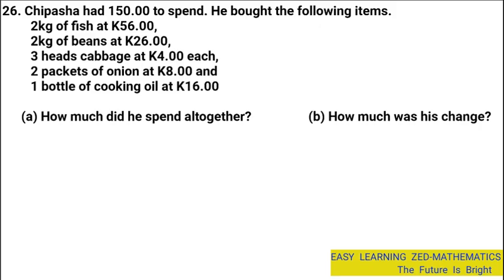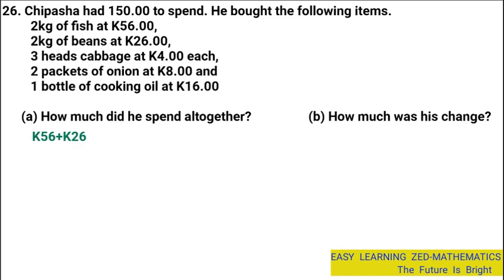Okay, so what we're going to do here is come up with an expression that will help us to find how much he spent altogether. So we are told that he bought 2 kg of fish at 56 kwacha, and we are also told that he bought 2 kg of beans at 26 kwacha. Then third, we are told that he bought 3 heads of cabbage at 4 kwacha each.